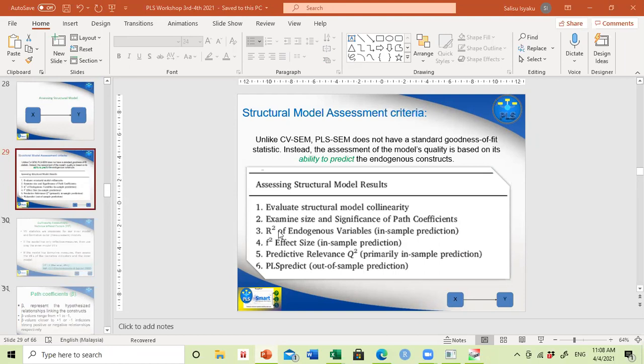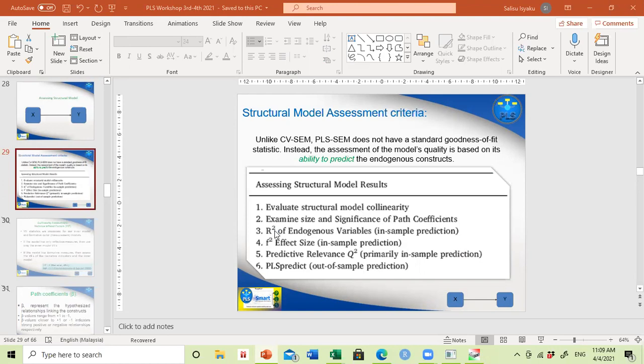Then we move to the third stage, and the third item is R squared. When you finish evaluating the collinearity, you find out that there is no collinearity among the items or among the constructs. Then next you examine the size and significance of part coefficient, and that's what we just finished.